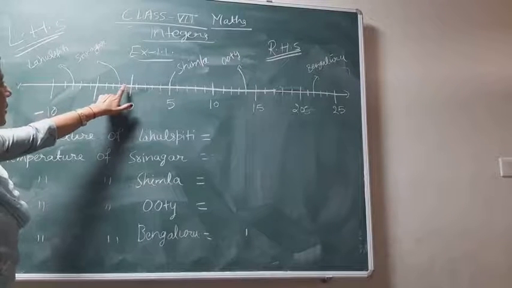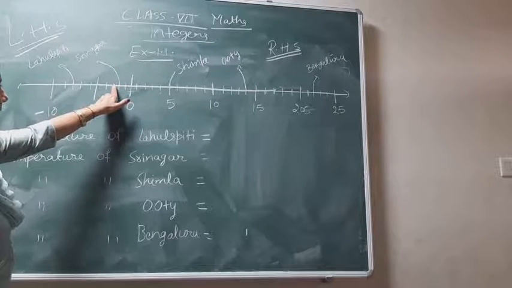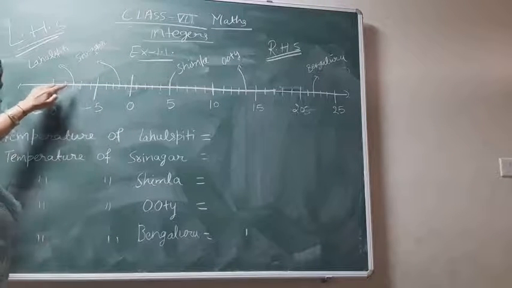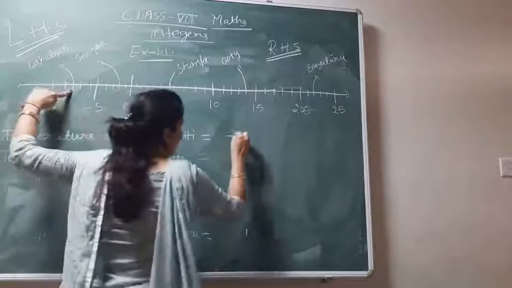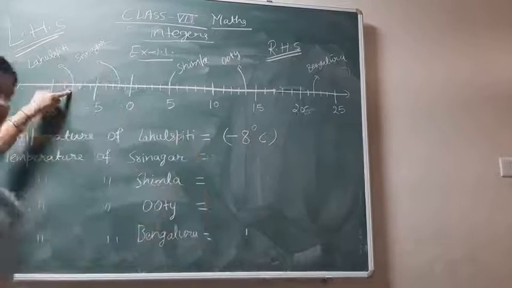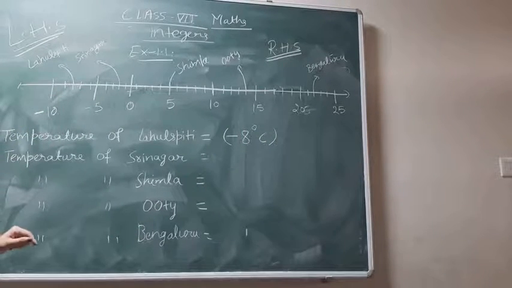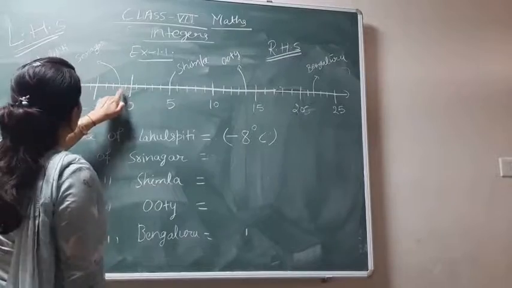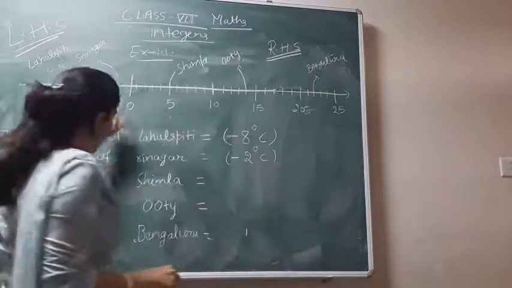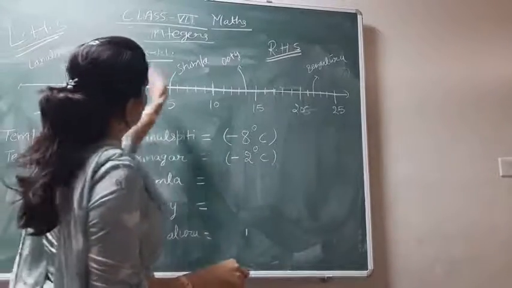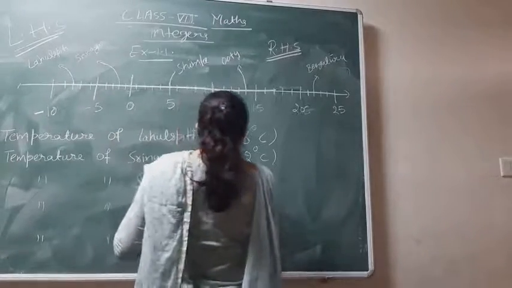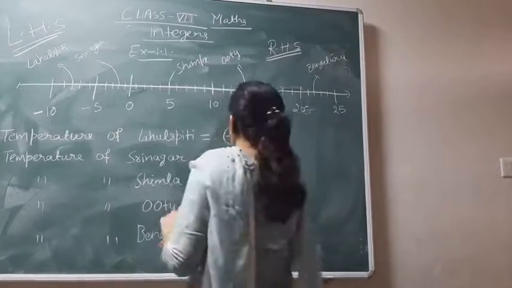So this is 0, minus 1, minus 2, minus 3, minus 4, minus 5, minus 6, minus 7, and it is minus 8 degrees Celsius. The temperature is in degrees, so minus 8 degrees Celsius. Now Srinagar temperature: 0, minus 1, minus 2 degrees Celsius. Now come to Shimla. Shimla is on the right hand side of 0. So it is on 5. This is 5 degrees Celsius.